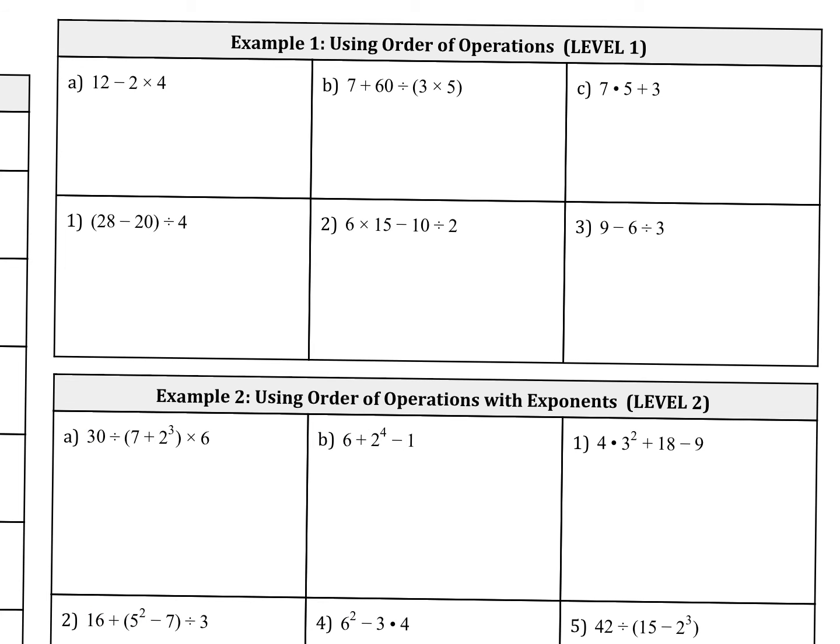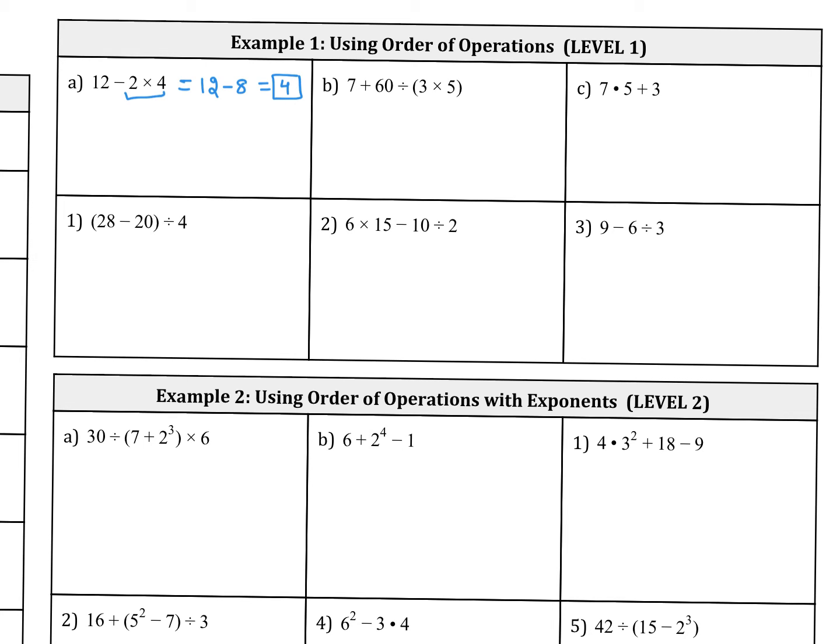Okay, now we're going to do example number 1 using order of operations level 1. Letter A, you're going to do 12 minus 2 times 4. If I go by order of operation, then I know that multiplication comes first. So I would do 12 minus 2 times 4 is 8, and my answer is 4.